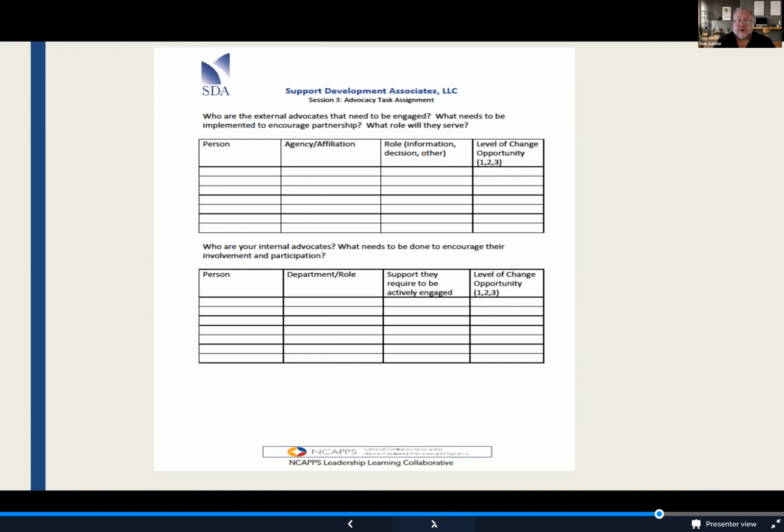And then from an internal standpoint, really thinking about who are the people who are those naturals? What department do they work in? What is their role? Are they someone who has the ability to make decisions that others are going to follow?